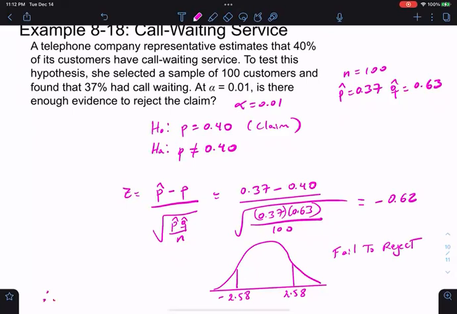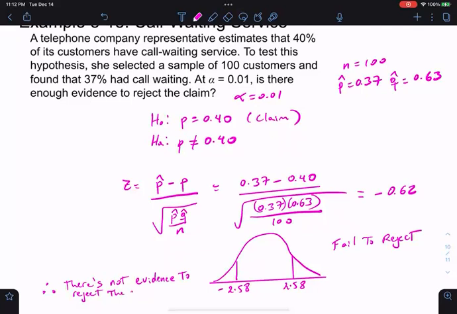Then your conclusion should be that there's not strong evidence to reject the claim that 40% of the customers have a call waiting service, right? So that should be your conclusion. Make sure that you state that in your exam, right? Make sure that you state that.